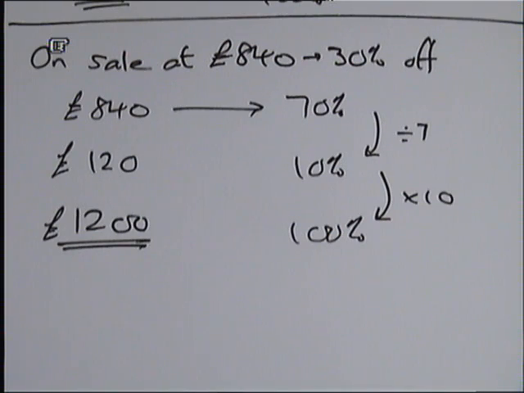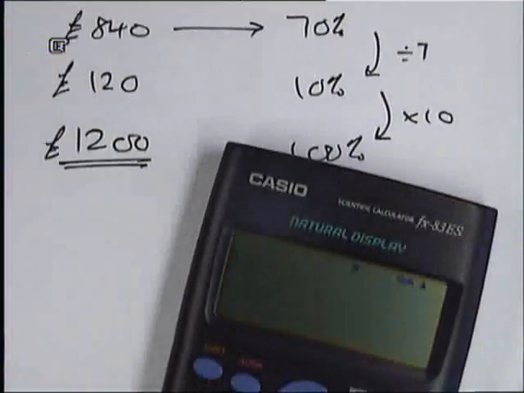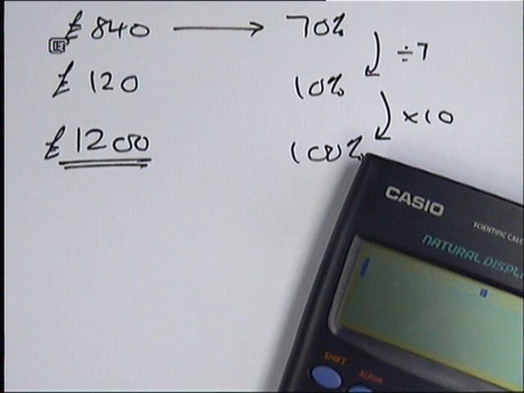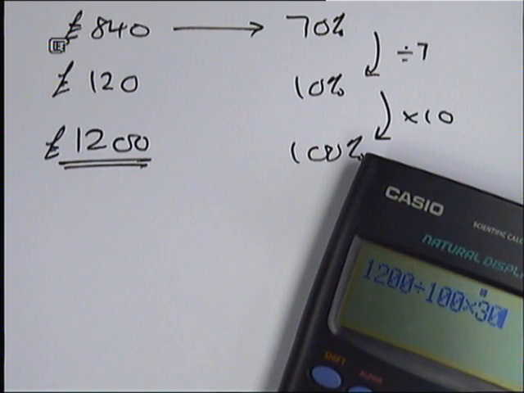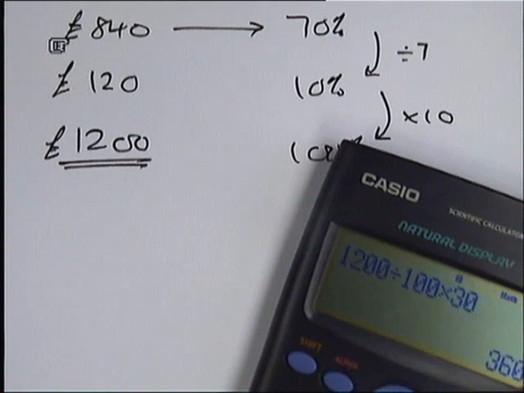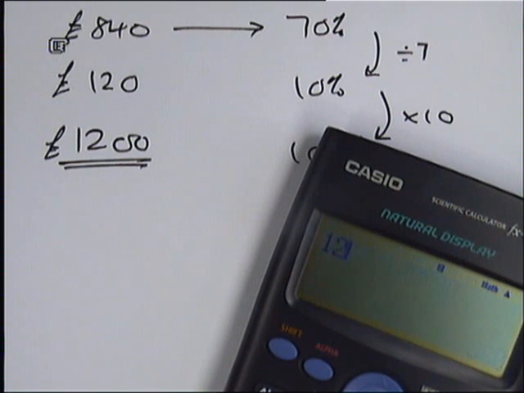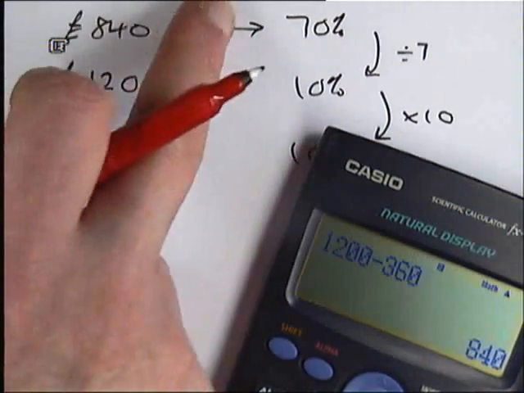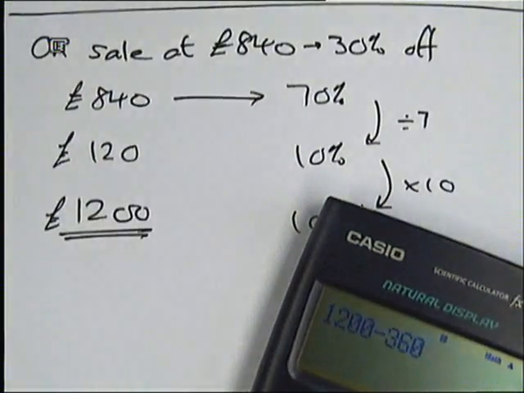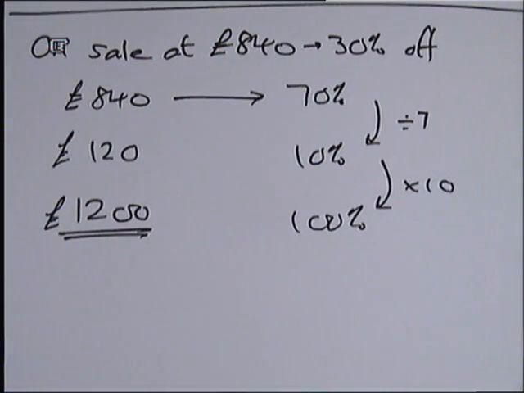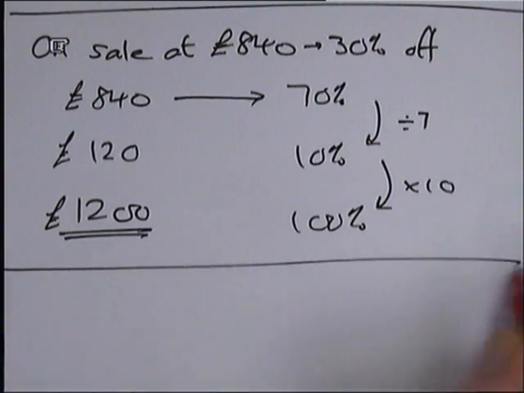And if you want to check, if you've got a calculator, you could do it on a calculator. If you start off with £1,200 and you find 30% of it, I'm going to divide it by 100 and times it by 30 to get 30%. My calculator is telling me that's 360. So if I then do the 1200, take away that 360, I do get the 840 that I was looking for in the question. So I know I've got that right if I do that in the exam.